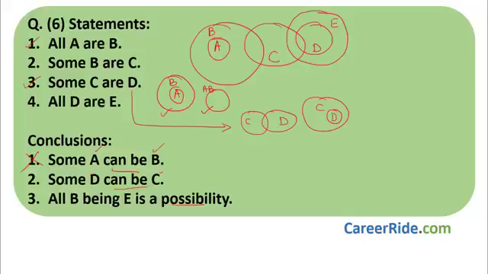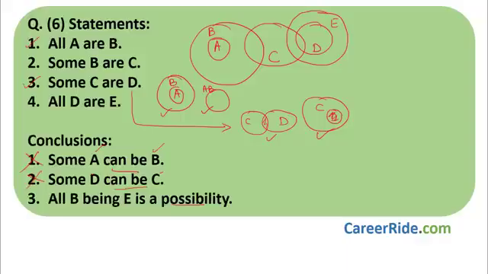Next, the conclusion is some D can be C. Over here the conclusion holds true or is possible because some part of D can be C or is C. Over here entire D is C. That means that some part of D is C. Here also it holds true. The conclusion is possible in both cases. That means this conclusion is useless, not valid.